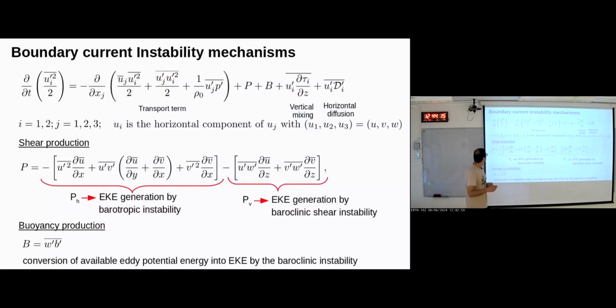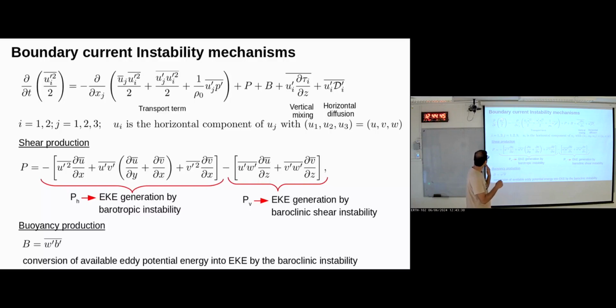So we also looked at instability mechanisms, but we identify the instabilities indirectly by the energy routes through which they are energized. So basically, the EKE balance is shown here.